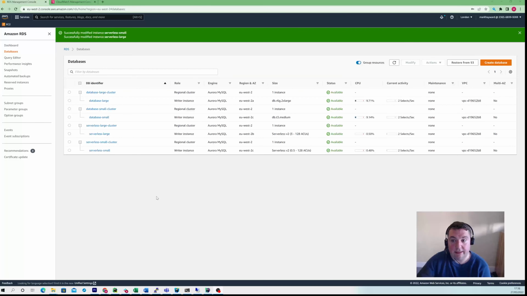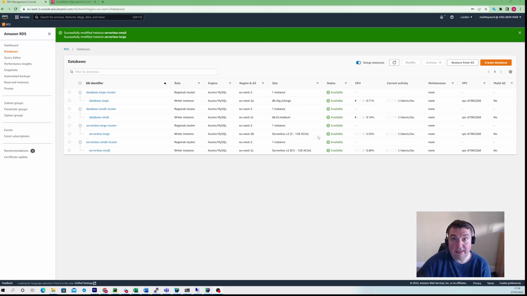So to do some testing, I have created 4 different database instances. I've created a large database, an R6G 2XL. I've created a T3 medium. I've created 2 serverless instances as well. So I've got one which goes down to 0.5 ACUs as its base, and one that has a base of 3 ACUs. So an ACU is a measurement of serverless compute power.